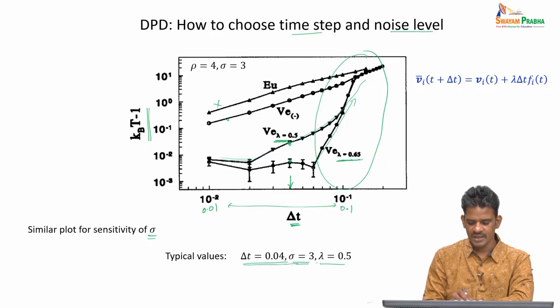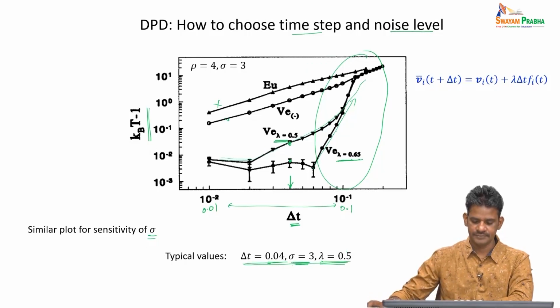Based on this, if you look at the literature on DPD simulations, you will typically see delta t to be 0.04. Again, this is something related to the time units I just now discussed. And then sigma, which is the noise amplitude, can be of the order of 3, and lambda is typically either 0.5 or 0.65. This is one way to choose the time step and noise level.